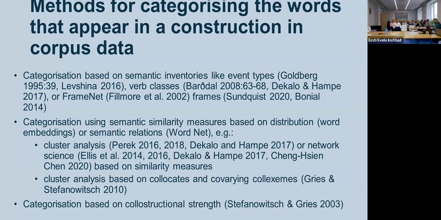Using the similarity measures, words can be clustered using cluster analysis, or for instance, recently network science has been introduced as a method. It's also possible to cluster the words based on the collocates and covarying collexemes. And also, it is possible to identify the most strongly attracted words of a construction and then categorize these words.